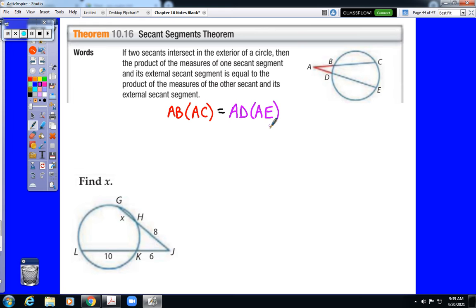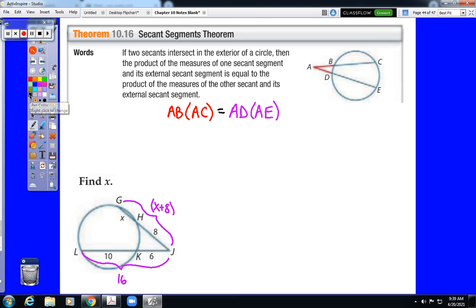So let's do the example at the bottom. Before you start, you need to think to yourself, what is the entire length of GJ? Well, that would be x plus 8. So we would write that as the quantity x plus 8. The bottom secant's a little bit easier. 10 plus 6 is a total length of 16.